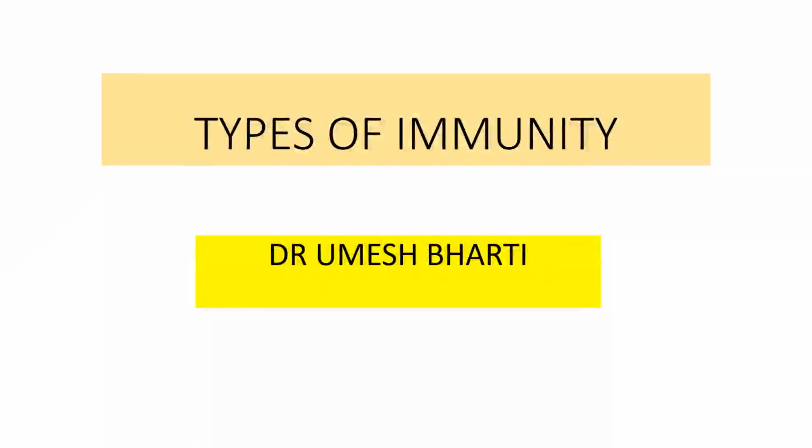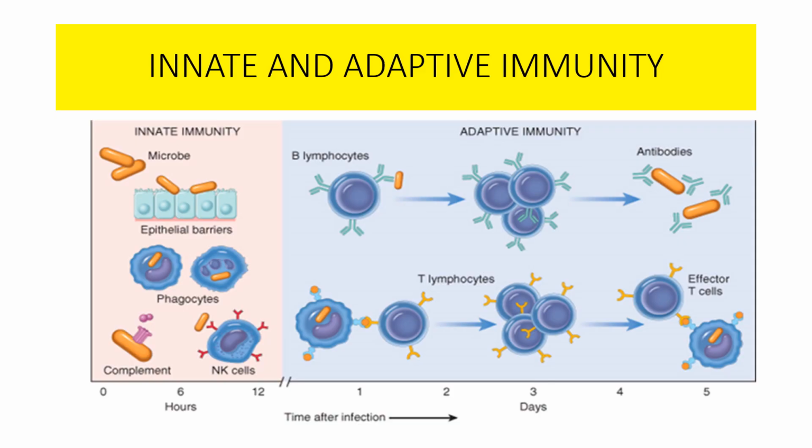Hello, good morning. Our today's topic is types of immunity. Immunity is a very important phenomenon in living organisms which provides protection against the pathogens. Immunity basically is of two types: innate immunity and adaptive immunity.